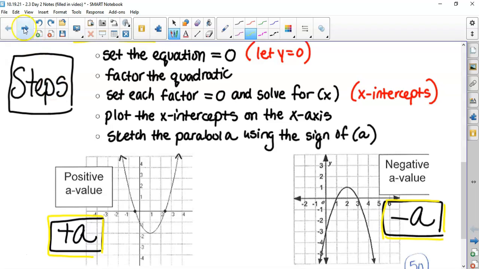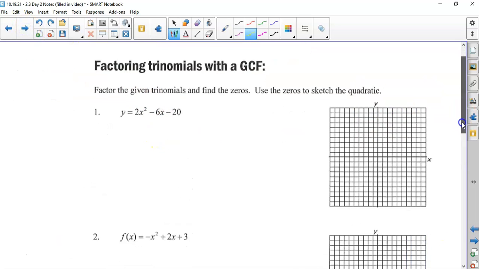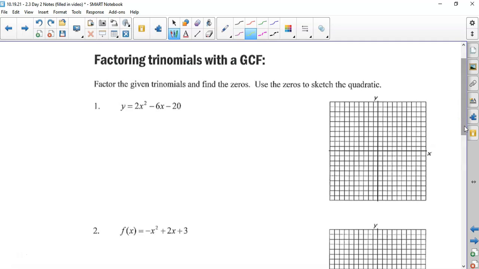Let's practice. The directions say factor the given trinomials and find the zeros. Use the zeros to sketch the quadratic. So again, as soon as you see the word zeros, we are thinking x-intercepts. Use the x-intercepts to sketch the quadratic.